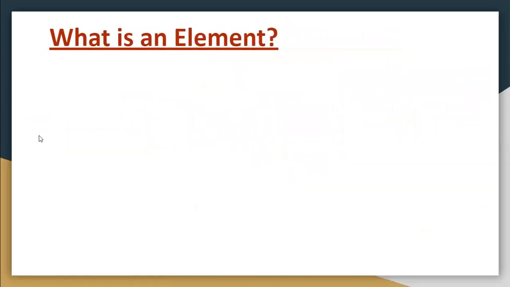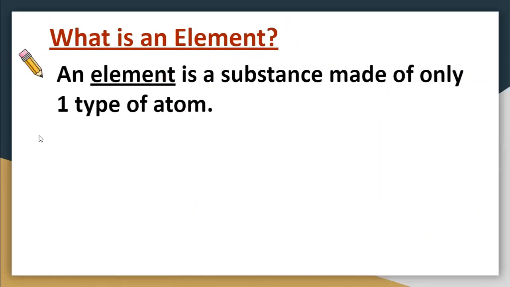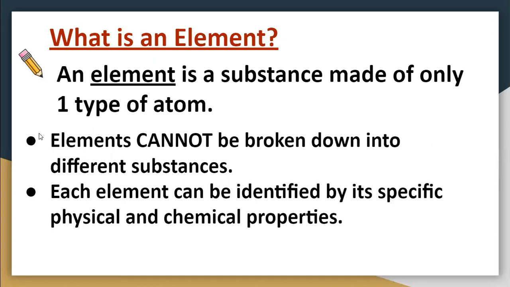What is an element? An element is a substance made of only one type of atom, only one type. Elements cannot be broken down into different substances. They're one substance. Each element can be identified by its specific physical and chemical properties.